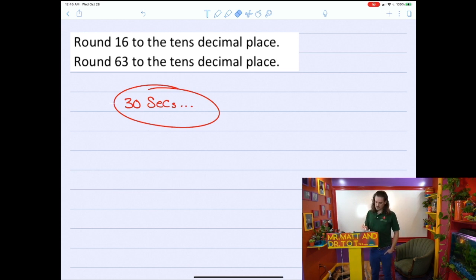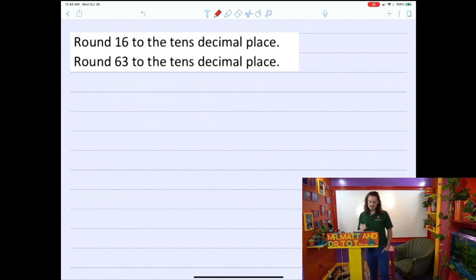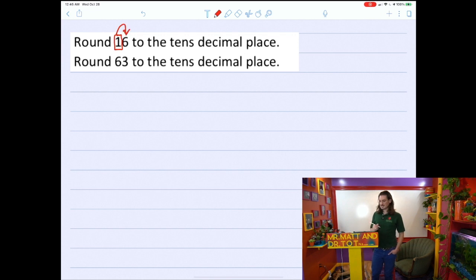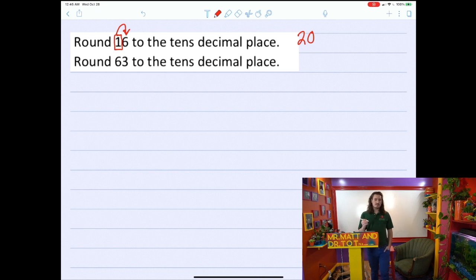Okay, so let's look at these two. To round 16 to the tens decimal place, we're rounding to this spot right here. So we need to look to the digit to the right, which is 6. 6 is 5 or greater, so we're going to bump that up to 20. For the second problem, 63, we're rounding to the tens decimal place. So again, we're rounding to this value right here. The digit to the right is 3. That's 4 or less than 4. So we're going to round down to 60. If you have any questions, as always, please let me know.